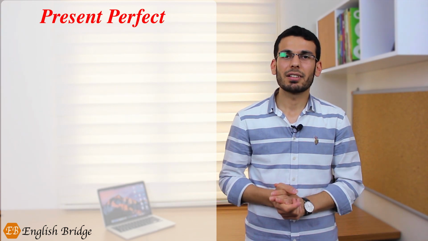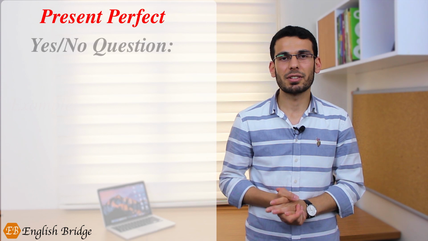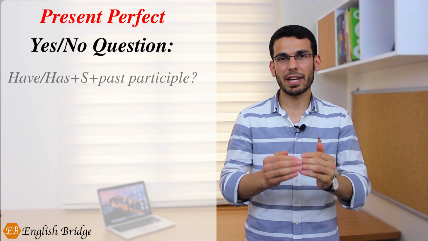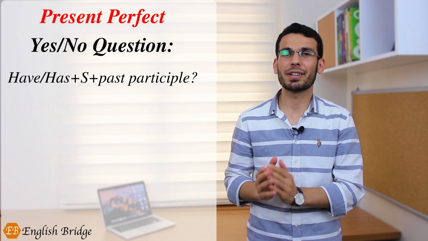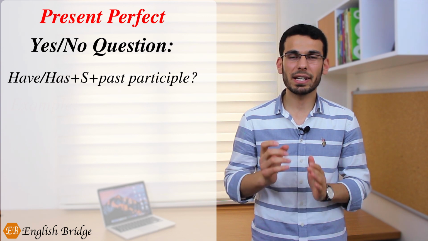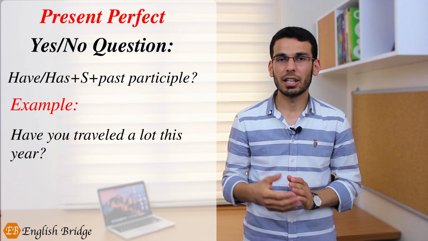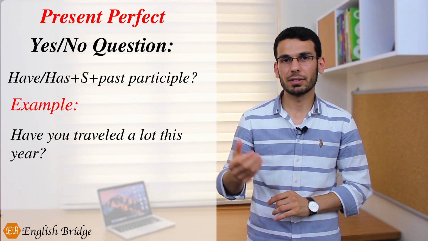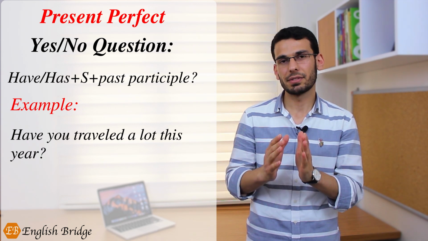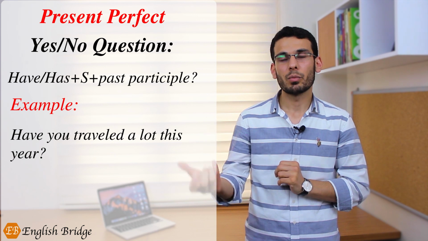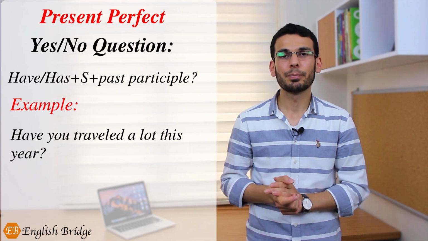Now, how do we make the yes-no question in present perfect? First, we start with have or has, then we follow it by a subject, and after the subject we use past participle, verb 3. For example, have you traveled a lot this year? So we have have, followed by a subject, and then we have traveled, which is past participle, and then the complement of the sentence.